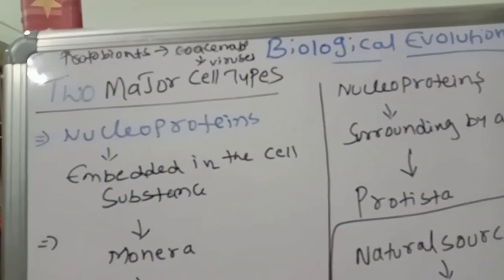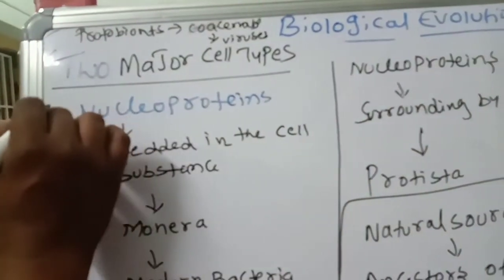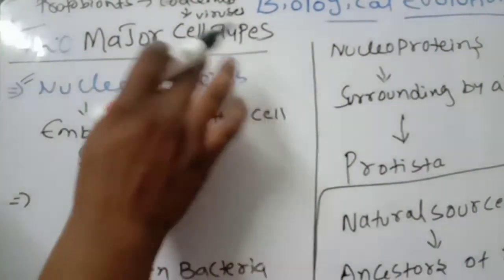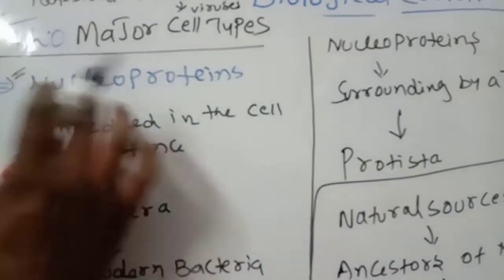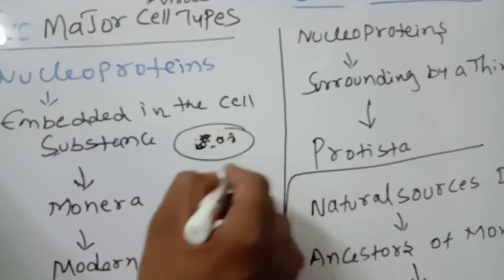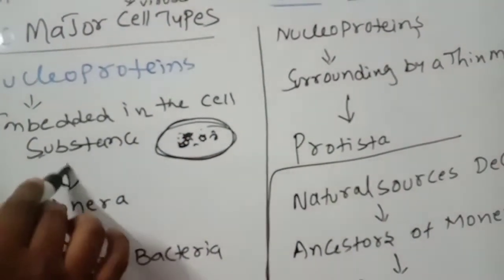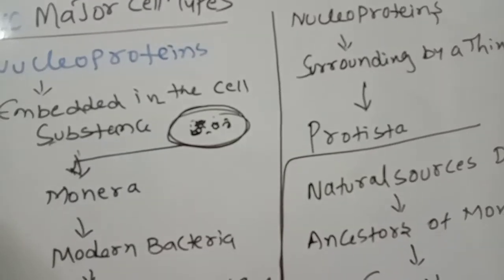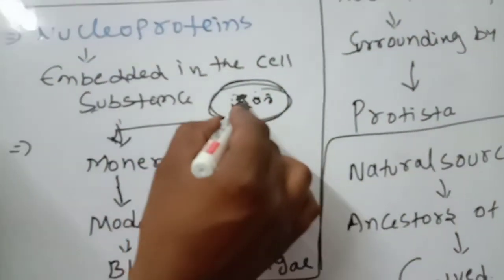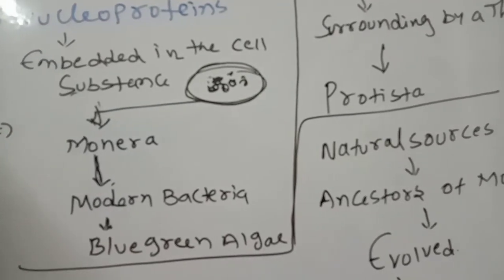Some changes. So after viruses, two major cell types formed. How? The internal atmosphere forms nucleoproteins. They were embedded in the cell substance without any membrane. They are just nucleoproteins in the substance, not covered with any membrane. So that's why they are considered as which one? Monera, without a nucleus, nuclear membrane, or proper nucleus, just simply nucleoproteins like this. Now we call them modern bacteria or blue-green algae.